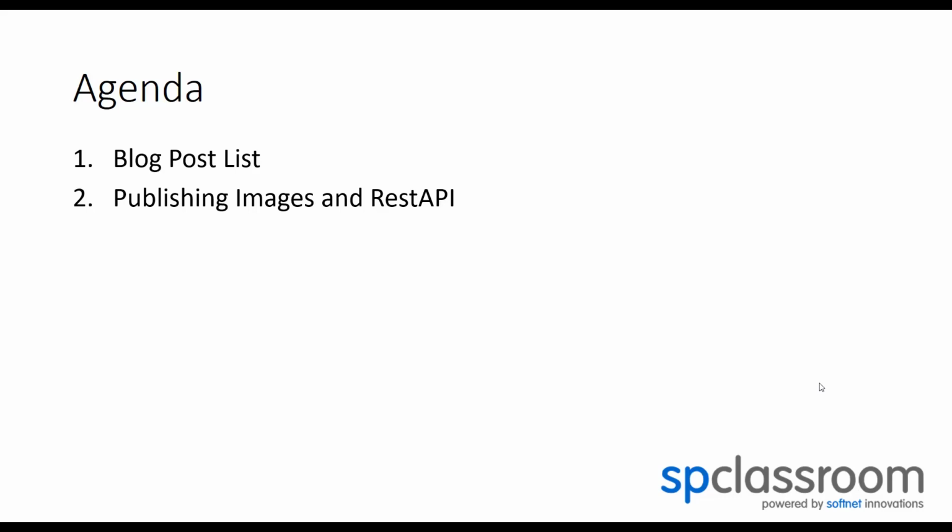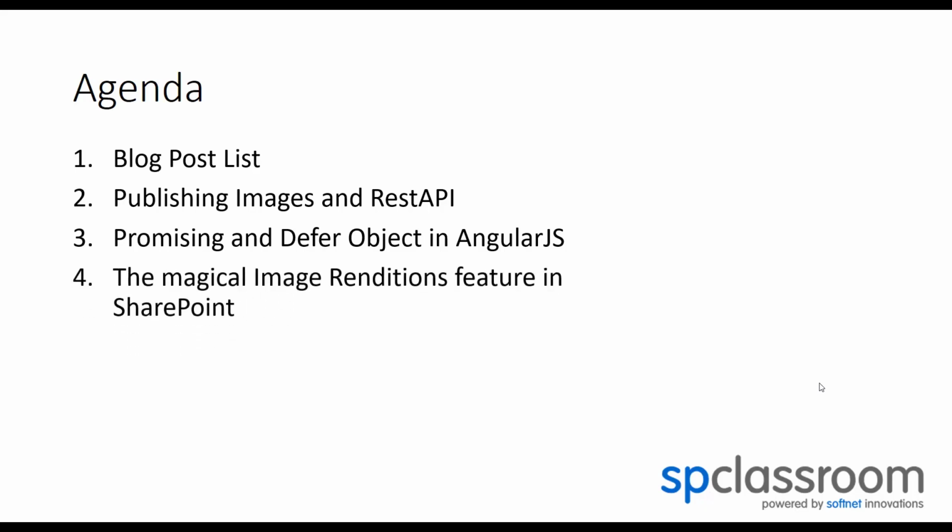And what we'll do, we'll take a look at publishing images, which is going to be the main focus, because as I mentioned in the last video, publishing images are a little bit tricky to display because you have to do a double column. We'll talk about that. And then because we have to do a double column, we have to do something special with promises and defer objects. So we're going to take a look at that in AngularJS and see how we can make that happen.